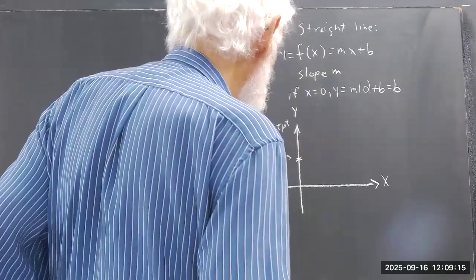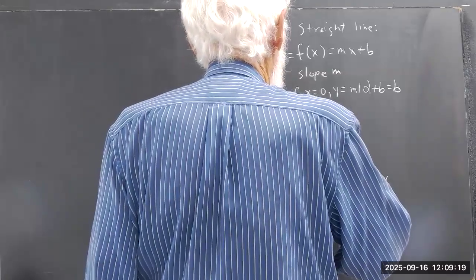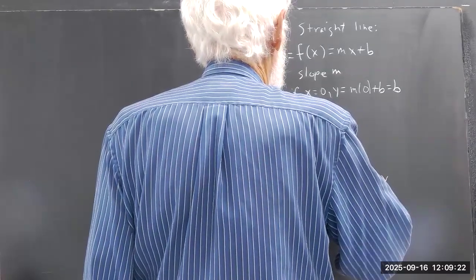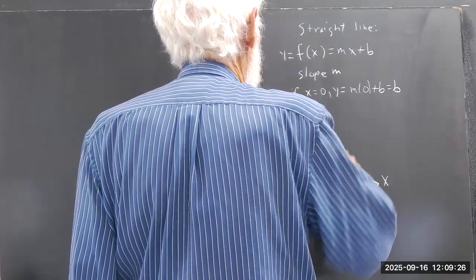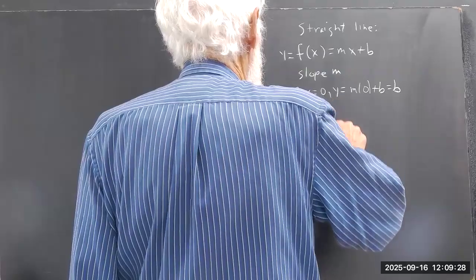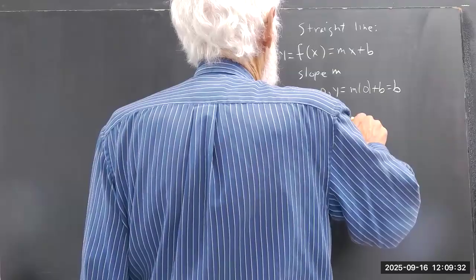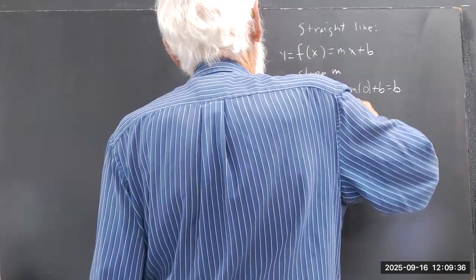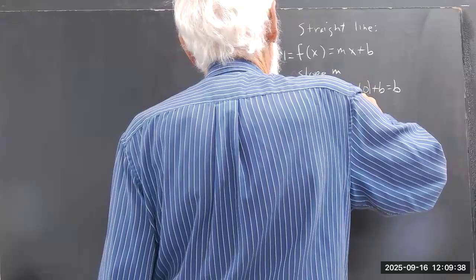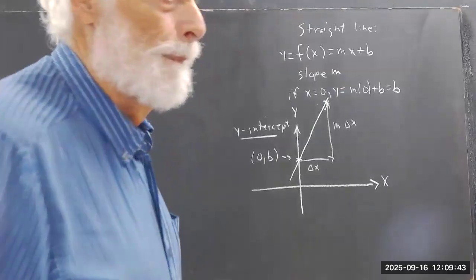Now, if you have a slope m, this means we can go over whatever number of units. I'll just call that delta x. Then to get a slope of m, we have to go up m times delta x. A straight line goes through these 2 points.